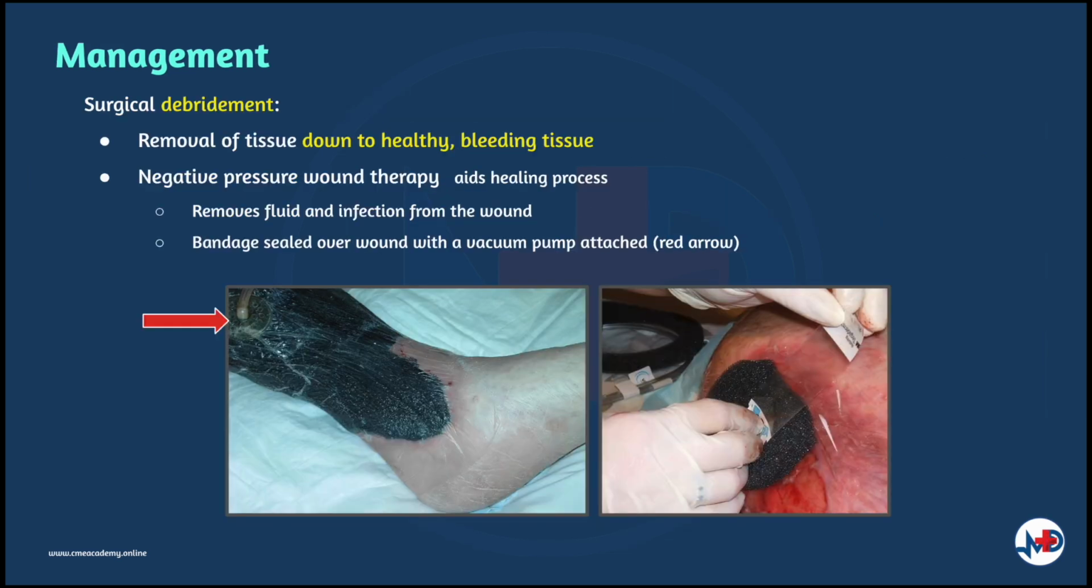Surgical procedures such as debridement can be done with negative pressure wound therapy. Negative pressure wound therapy is a method of drawing out the fluid and infection from a wound to help it heal. A bandage is sealed over the wound and a vacuum pump is attached.